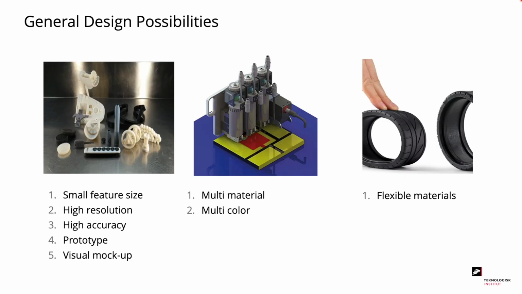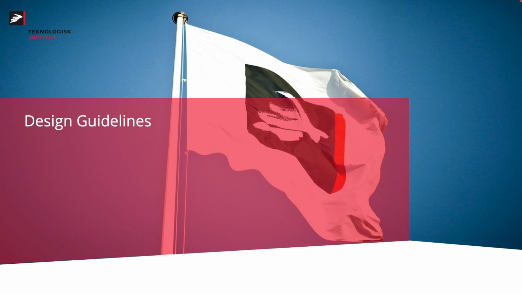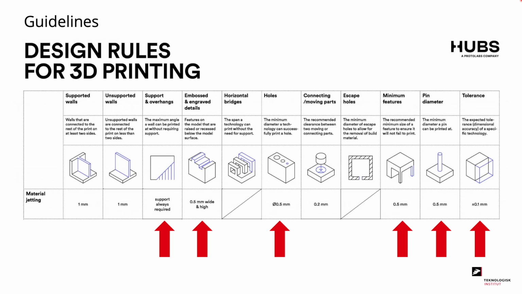Looking at the general design possibilities, you have a very small feature size, you get high resolution, high accuracy, it's great for prototypes and visual mock-ups. You can also print in multi-material or multi-color, and it's possible to print elastomers, which are flexible rubber-like materials. To get the best results, we also have some design guidelines, and we're going to look at them here. Hubs has made this overview that shows the different design rules for material jetting.